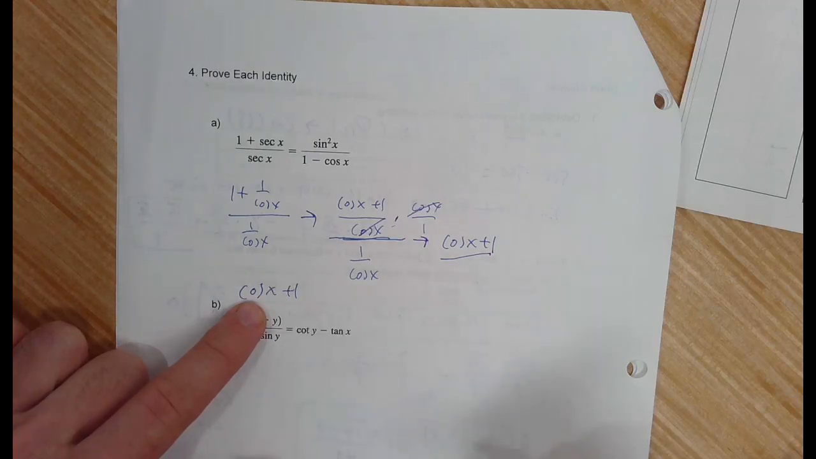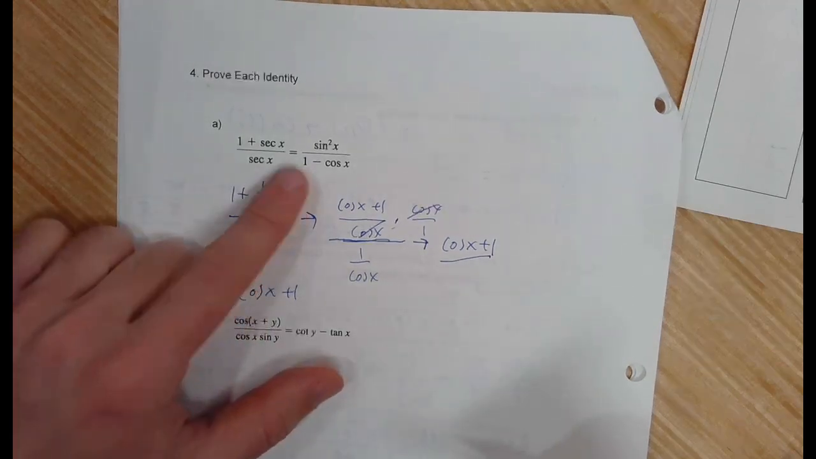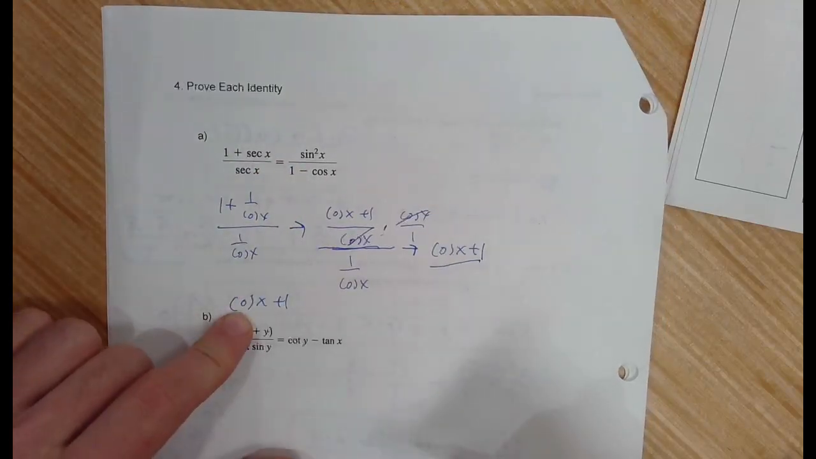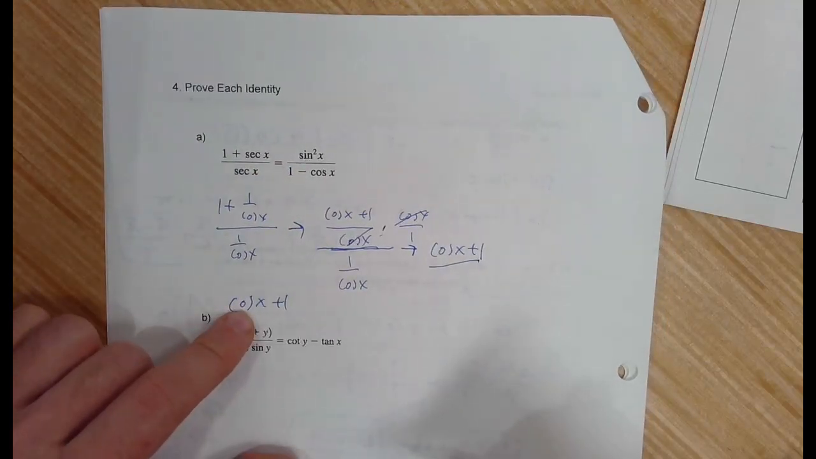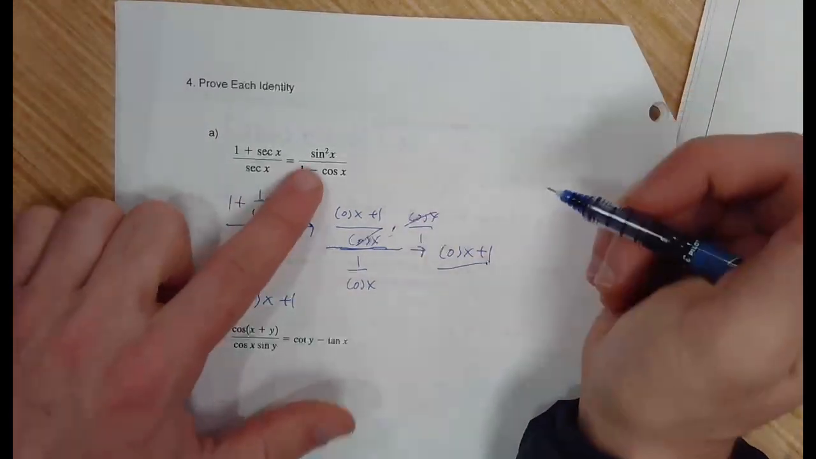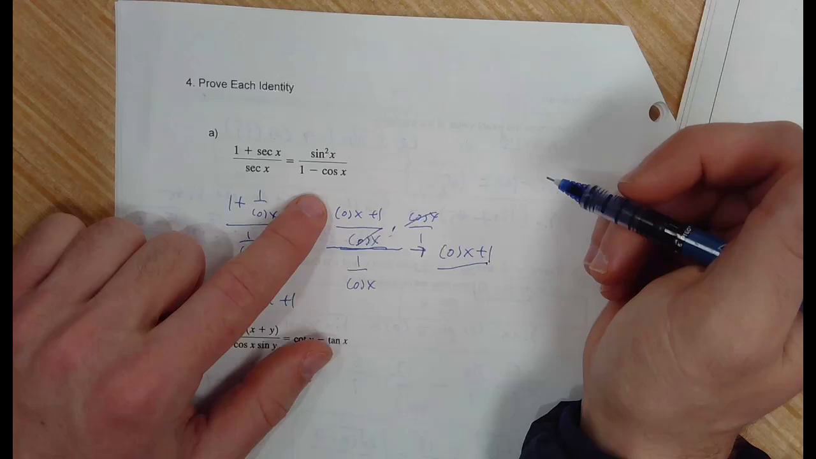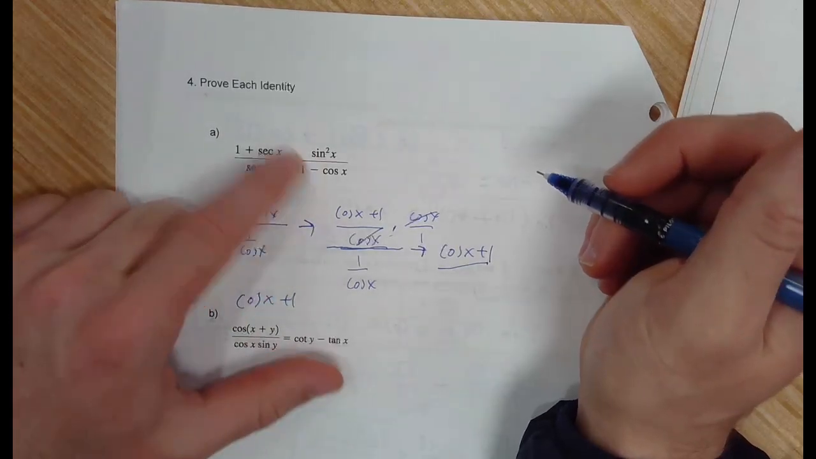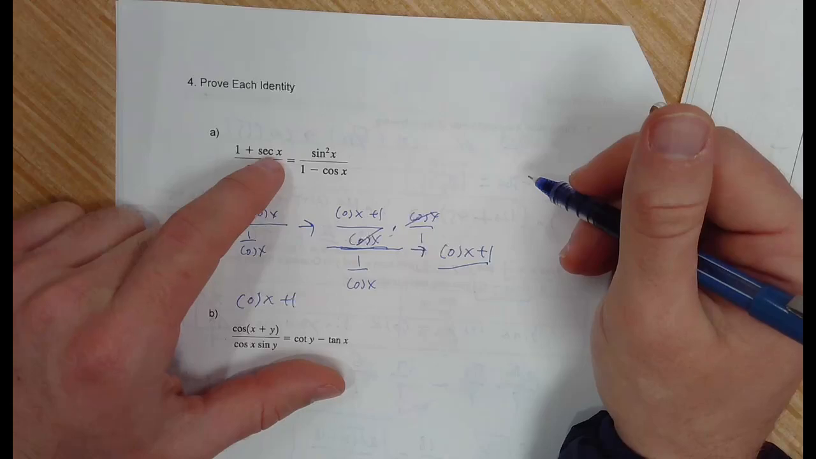I'm now going to go to the right side and see what I can do with this one to make it cosine x plus 1. I'm totally allowed to do that, okay? So we're going to take the right side now. And I noticed you got the sine squared, you got the 1 minus cosine x. That's a hint to use Pythagorean, right? We're going to multiply the top and bottom of the right side by 1 plus cosine x.